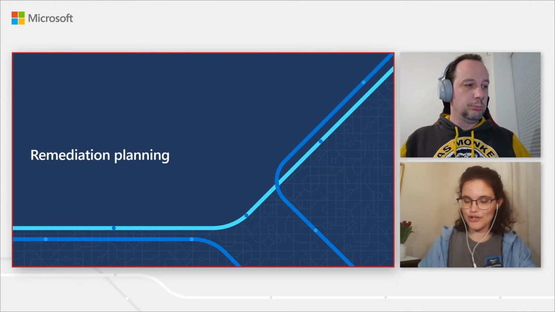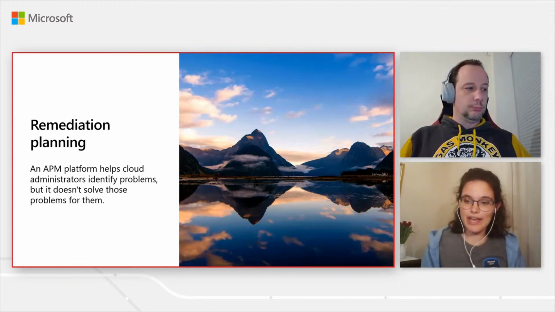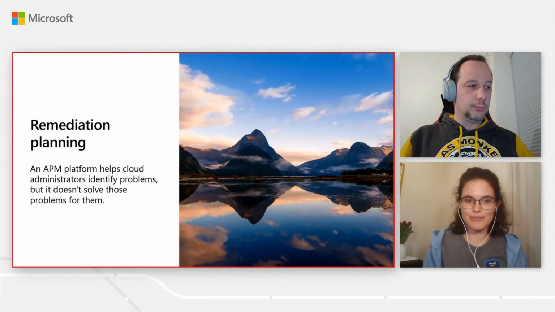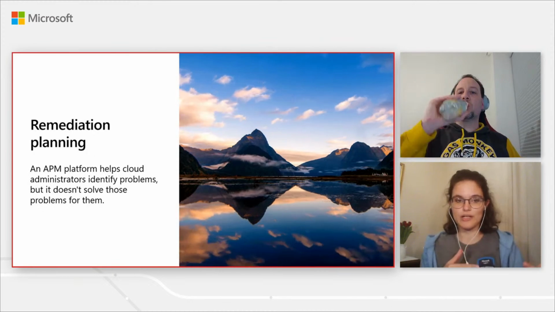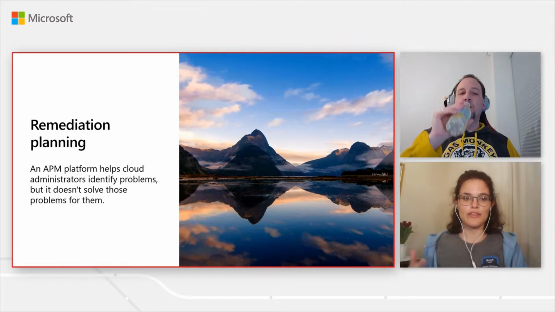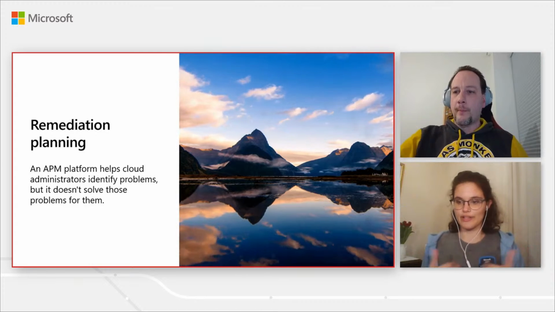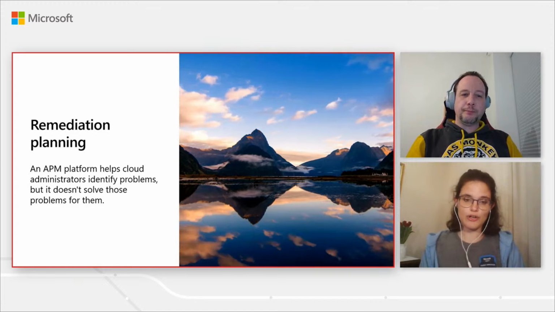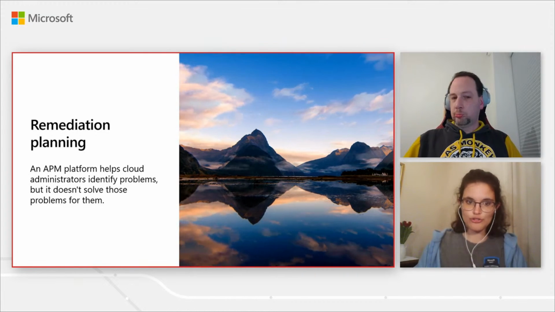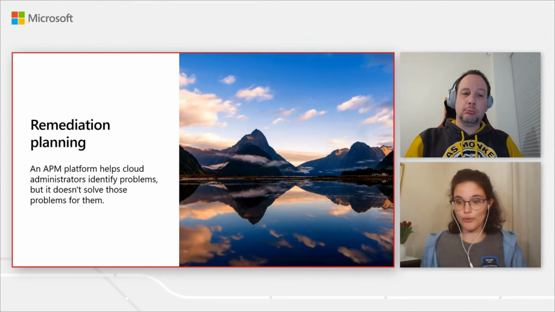Now there's the last section of our session, and we're going to talk about remediation planning. An APM platform helps cloud administrators identify problems, but it doesn't solve those problems for them. So if, for example, there is a remote call to a database that takes 10 minutes longer than it should, what happens next? Do you guide your software developer colleagues towards a solution, or do you open a complaint ticket and expect them to work things out on their own?